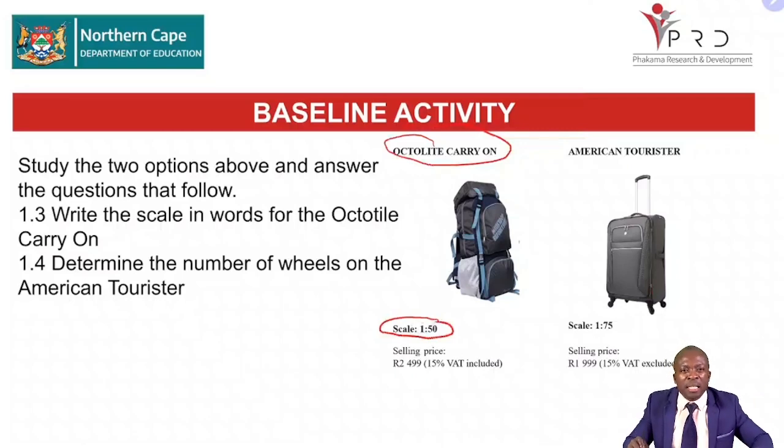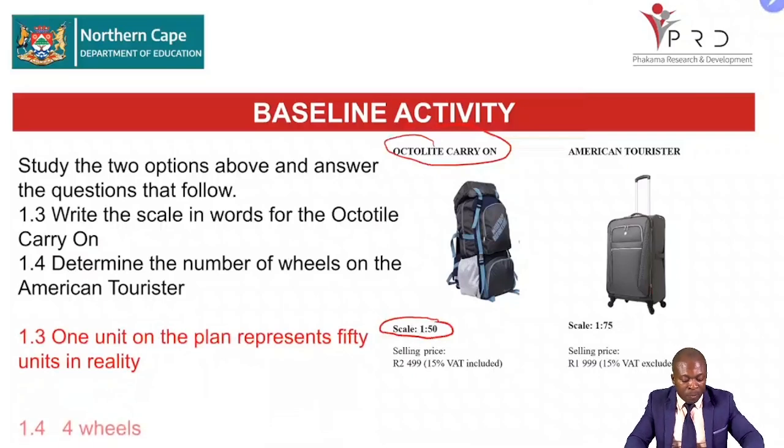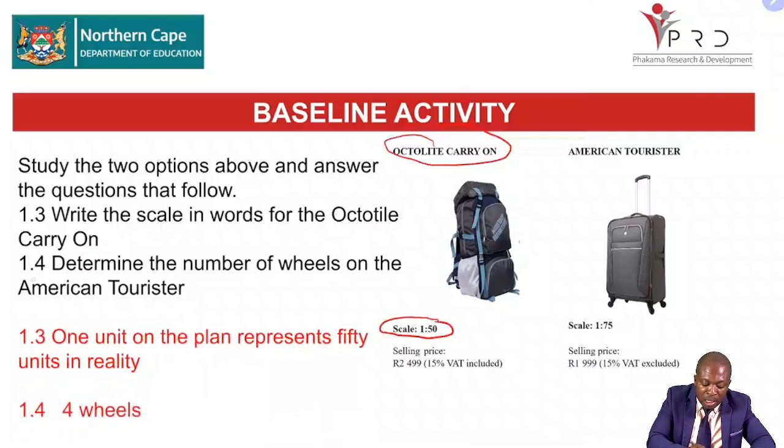Almost all the questions that you're going to face in paper 2, it is very likely that we ask you to explain the meaning of the scale. So what should you be writing? 1 unit on the plan represents 50 units in reality. I hope you got that correct. Well done.